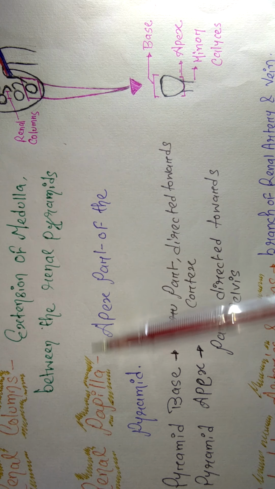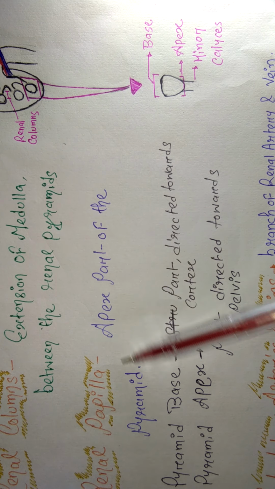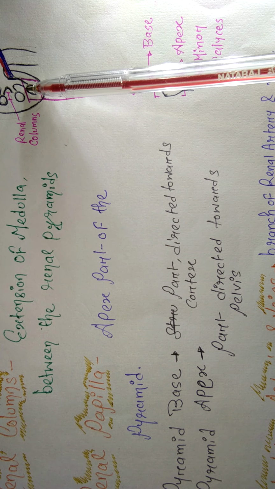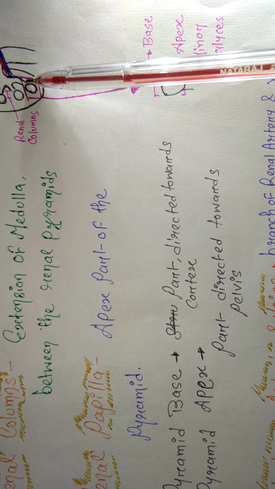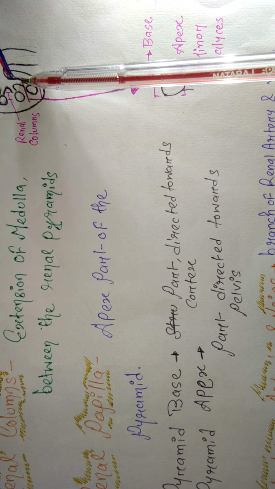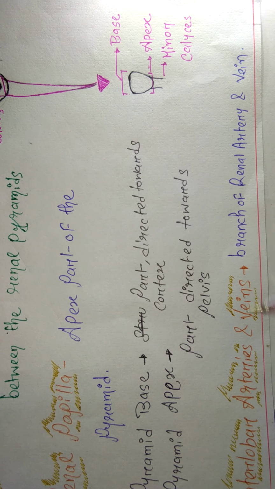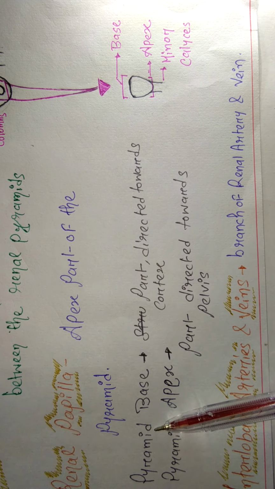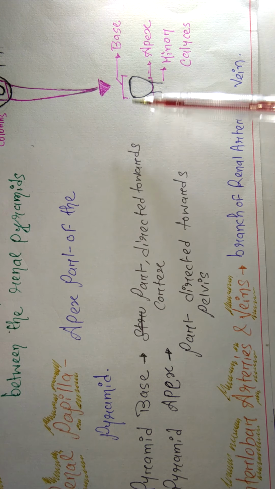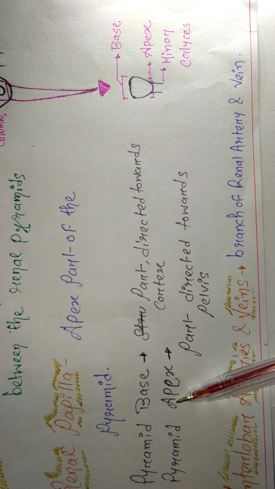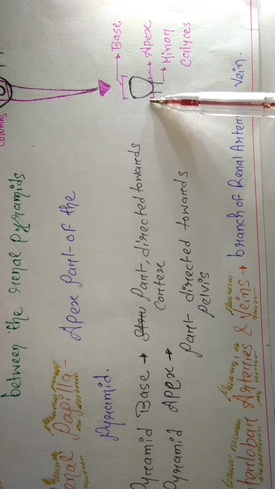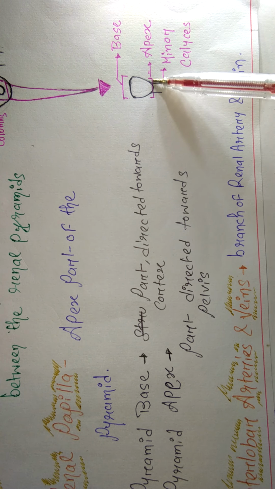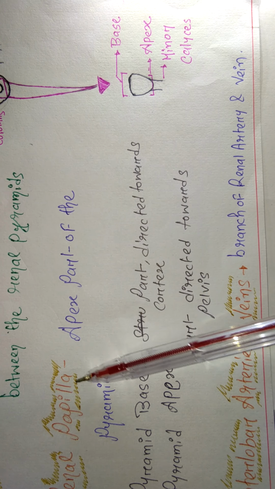The apex portion, this portion, is called the renal papilla, which joins with the minor calyces of the renal pelvis. Let me read it out for you: the pyramid base is the part directed towards the cortex, and the pyramid apex is the part facing the minor calyces. This apex part of the pyramid is called the renal papilla.